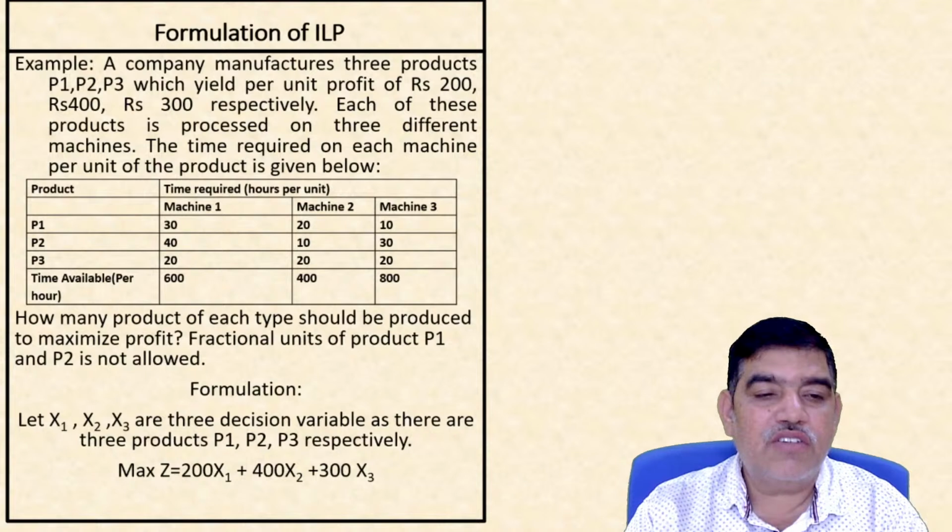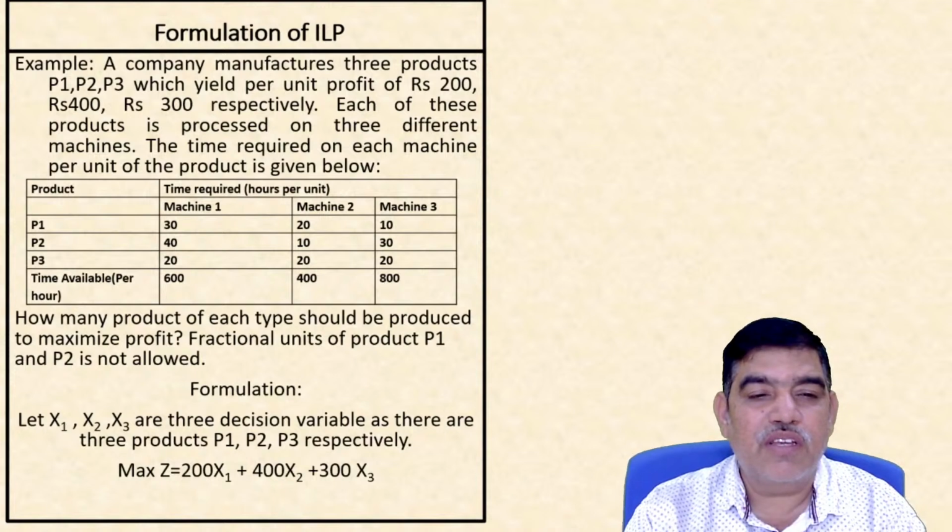And in the last row, it is mentioned as time available per hour. Time available for machine 1 is 600. For machine 2, that is 400. For machine 3, that is 800. The question asked here: how many products of each type should be produced to maximize profit? That is the job. How to maximize the profit?